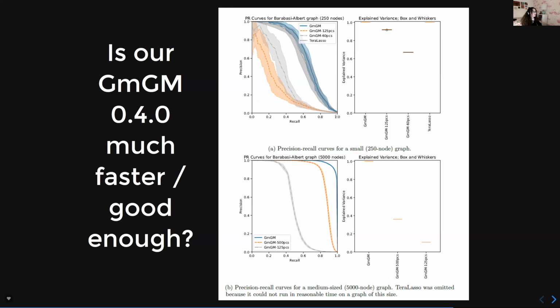Those are the precision recall curves. And we do well together with TeraLasso, just reporting TeraLasso here because it's a tensor approach. So we are up here with TeraLasso, we're doing very well. But when we start introducing these approximations, we do worse, still not terribly worse, but worse on small data sets.